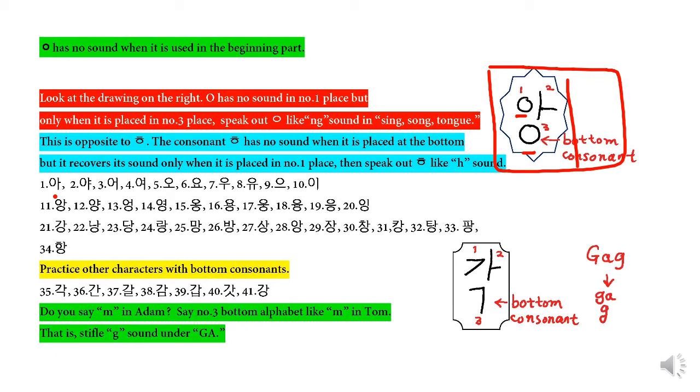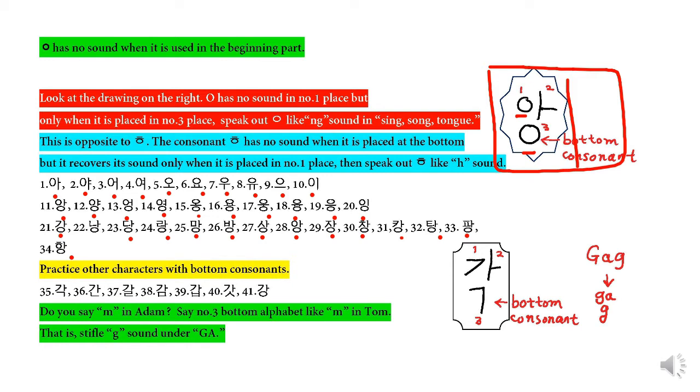How will you say this? A, ya, eo, yeo, o, yo, u, yu, eu, i. And then here you have ng at the bottom, so it will be like ang, yang, eong, yeong, ong, yong, ung, yung, eung, ing. And then here you have a consonant at the beginning and ng at the bottom. Gang, nang, dang, rang, mang, bang, sang, ang, jang, chang, kang, tang, pang, hang.